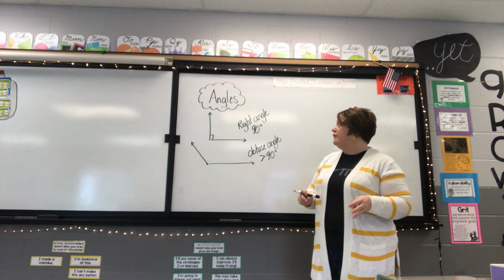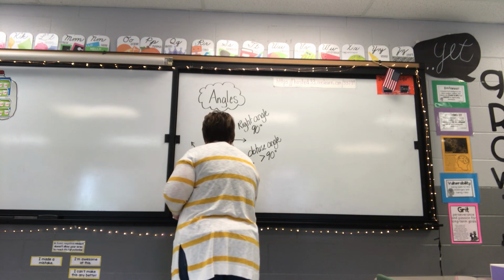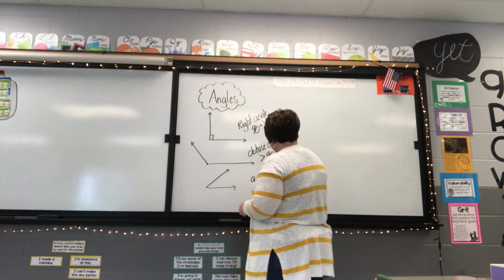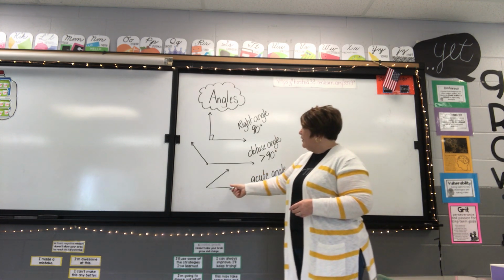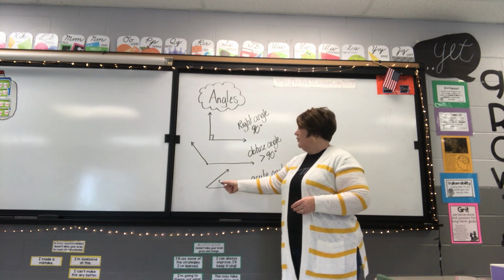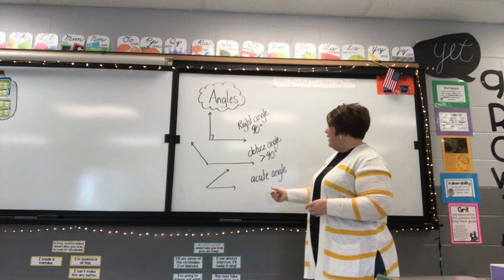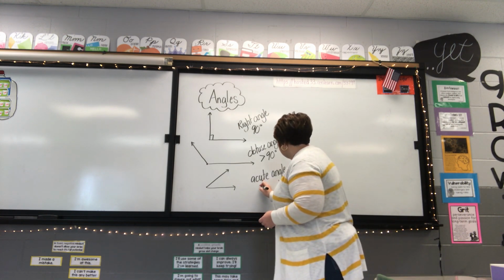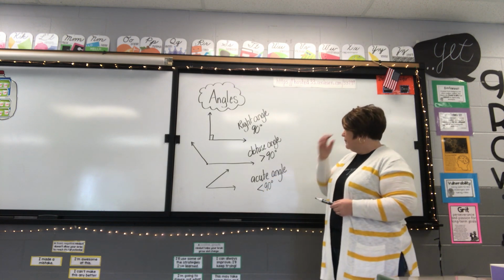The third angle I want to talk about today is an acute angle. And you can tell by my drawing here that an acute angle is smaller space here than the obtuse angle and the 90-degree angle. So by definition of these other two, we would say that the acute angle is less than 90 degrees. Okay?